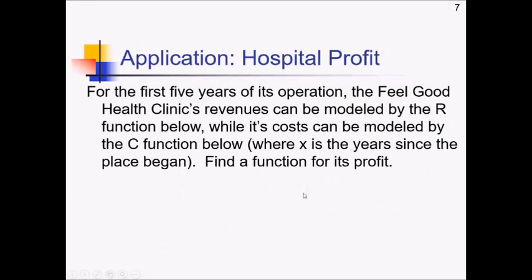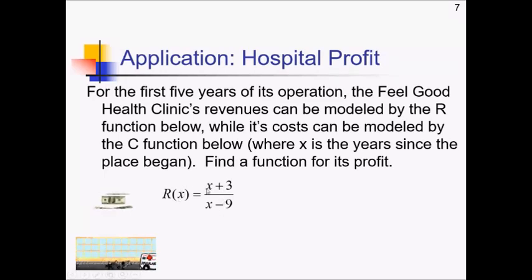So for those of you who are wondering where you would possibly use addition or subtraction of rational functions in real life, here's one such possibility. Let's say for the first 5 years of its operation, the Feel Good Health Clinic's revenues can be modeled by the R function below. So we have R of x equals this weird rational function. And keep in mind, this doesn't model it for all of time. It just works within the first 5 years. And this is just a curve that happens to fit the random data that makes up the revenue.